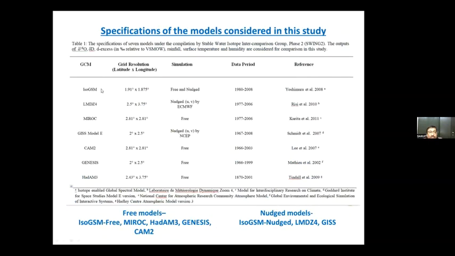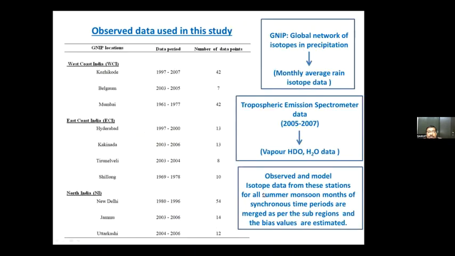Here are the models that we have considered. There are some free models and some nudged models also. And this is the observed data set that we have considered. They are all International Atomic Energy Agency data. Apart from that, we also consider vapor isotope data from the Tropospheric Emission Spectrometer, which is available from 2005 to 2007. Observed and model isotope data from these locations for all summer monsoon months, in synchronous time periods with the observations, are merged as per the different subregions: eastern coastal India, western coastal India, northern India, and the biases are estimated.